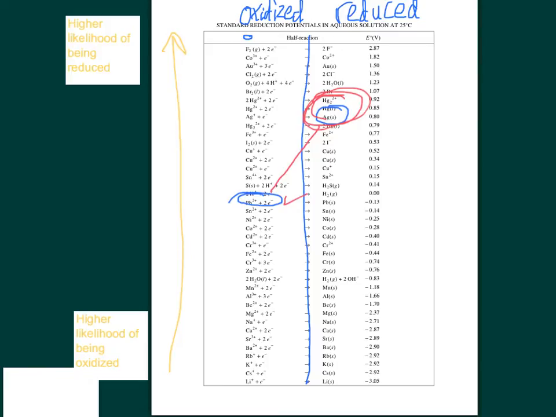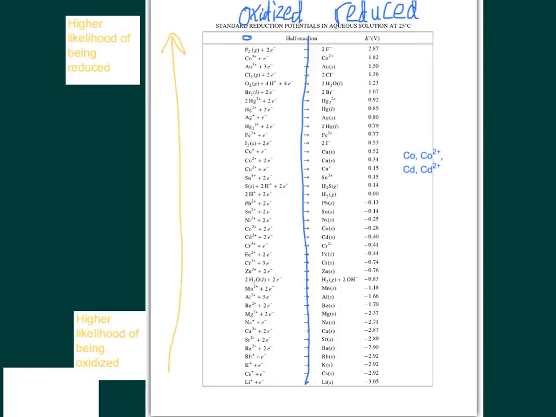Okay, so that is going to be how you can use this table and think about this table. I think one more key way that you could think about this is to look at something and list things in terms of being a better oxidizing or better reducing agent. So we'll do one of those. Okay, so if these four, cobalt, cobalt 2+, cadmium, and cadmium 2+, we're going to try and figure out which of the ones will be the better reducing agent. And then which would be the better oxidizing agent.